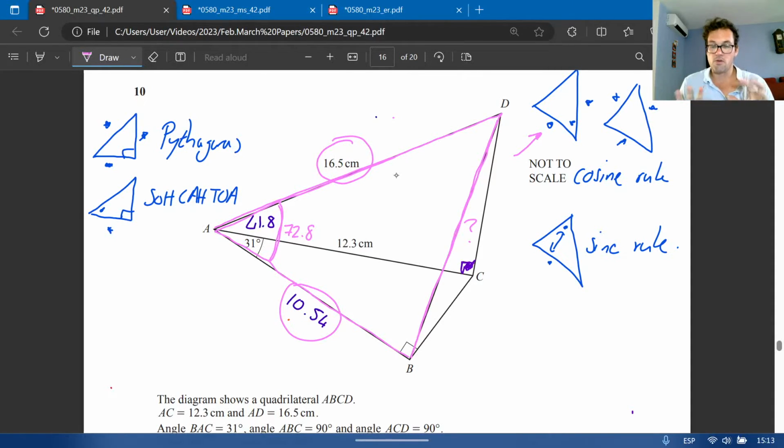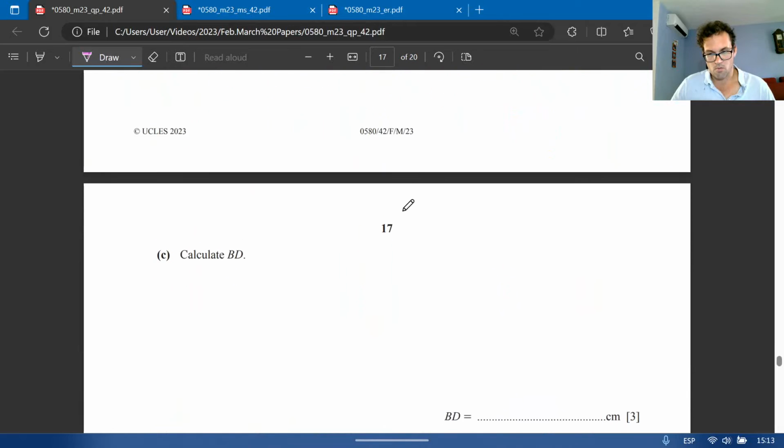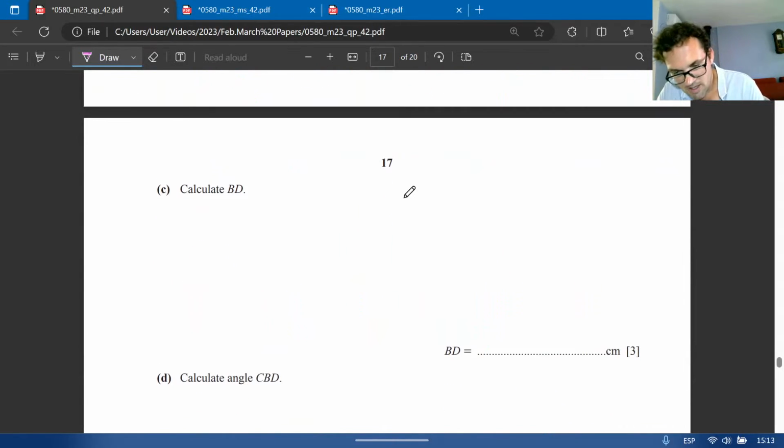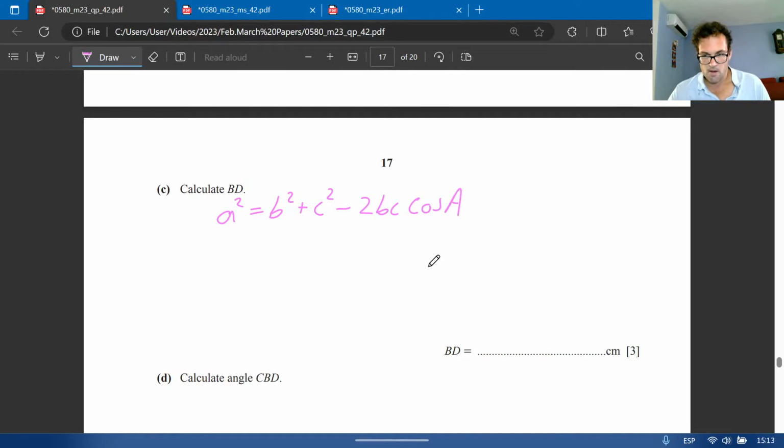Now remember, there are 2 versions of the cosine rule. If you want to work out a side, we use the first basic one, which is easy to remember because it's a squared equals b squared plus c squared, just like Pythagoras. Then minus 2bc cos a. Memorize that.